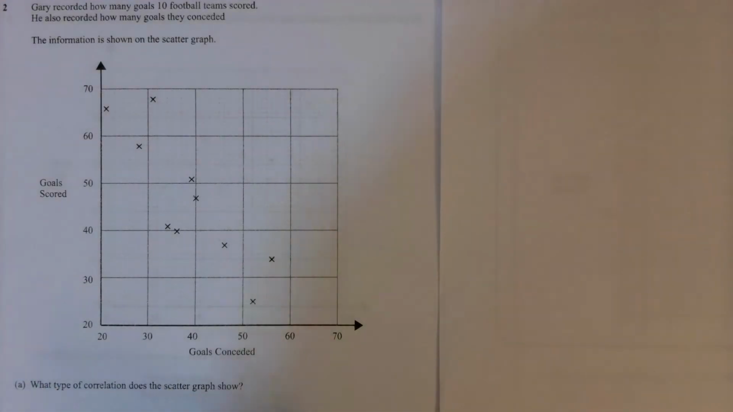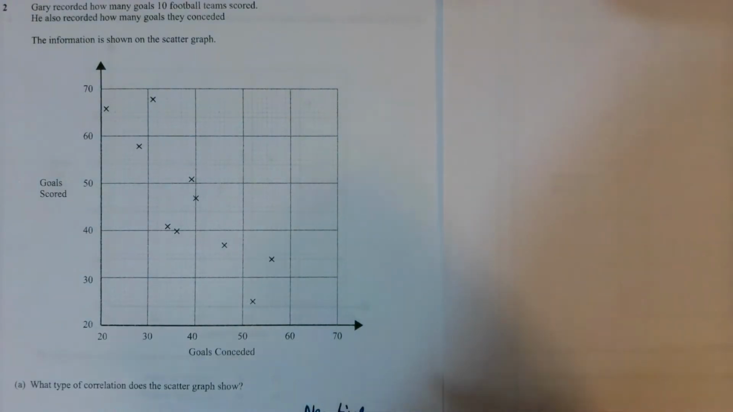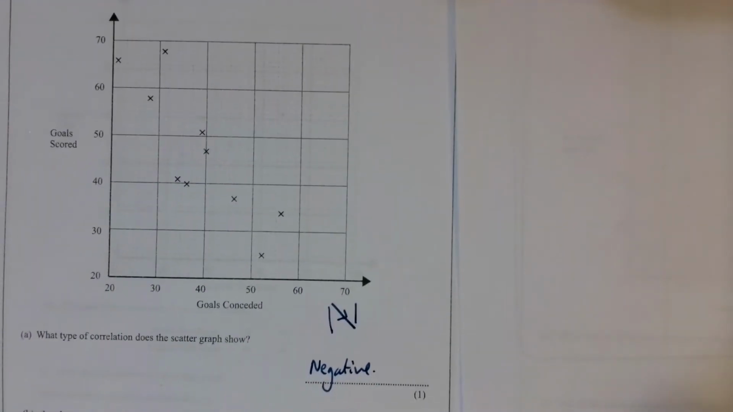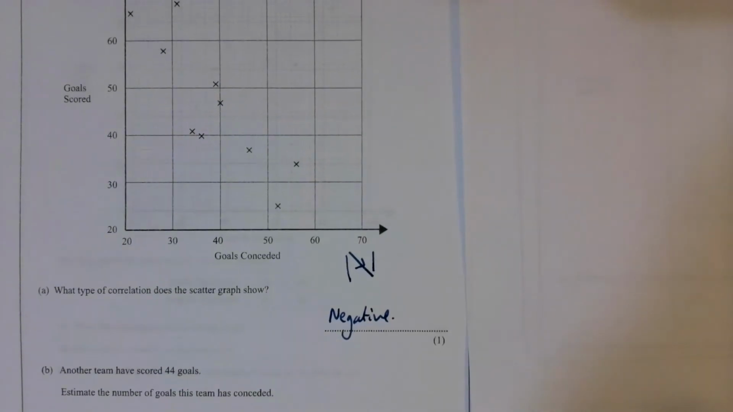Now the type of correlation that this is, negative, because it's going down from left to right, as I said before, in line with a capital N. Next question, or part of it: another team has scored 44 goals. Estimate the number of goals this team has conceded. So pause the video, put your line of best fit in and see if you can measure it off.